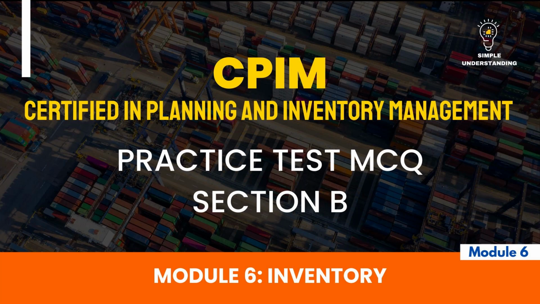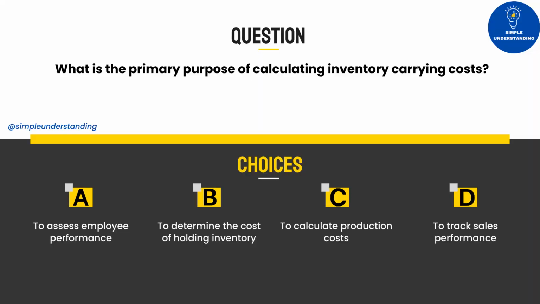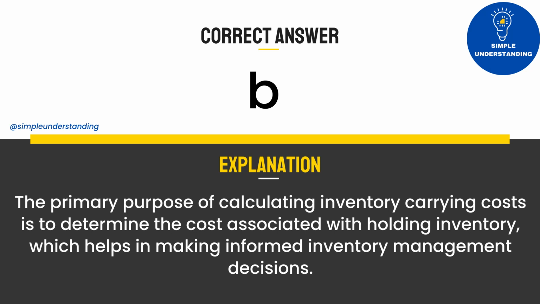Section B. Inventory and product costs, value, and metrics. 1. What is the primary purpose of calculating inventory carrying costs? A. To assess employee performance. B. To determine the cost of holding inventory. C. To calculate production costs. D. To track sales performance. Correct answer, B. Overall explanation. The primary purpose of calculating inventory carrying costs is to determine the cost associated with holding inventory, which helps in making informed inventory management decisions.